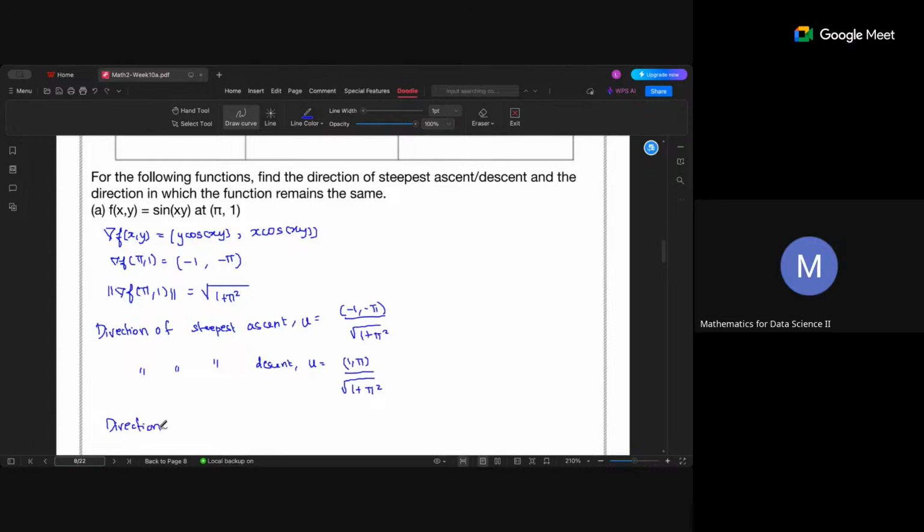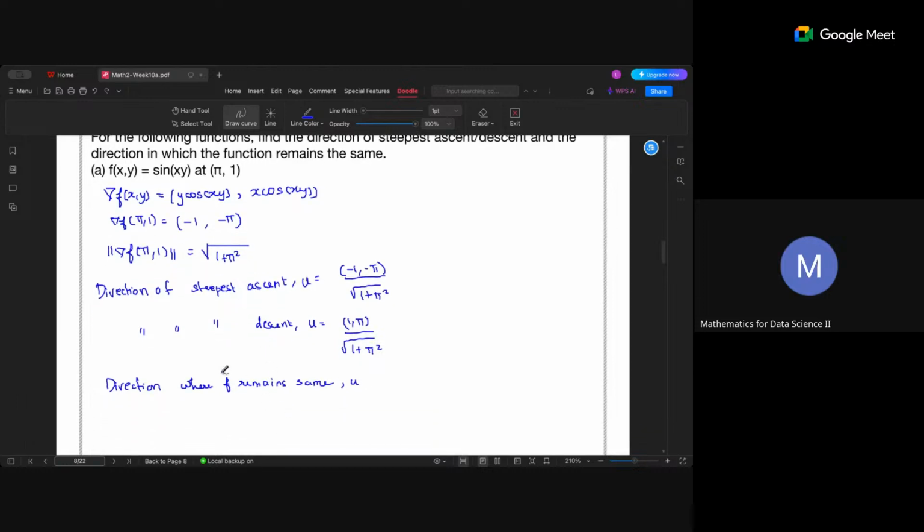Now what is the direction in which f remains the same? So you have to find u. You don't know what u is. u is a vector orthogonal to this vector. That's all you know, right? So let us find that u.